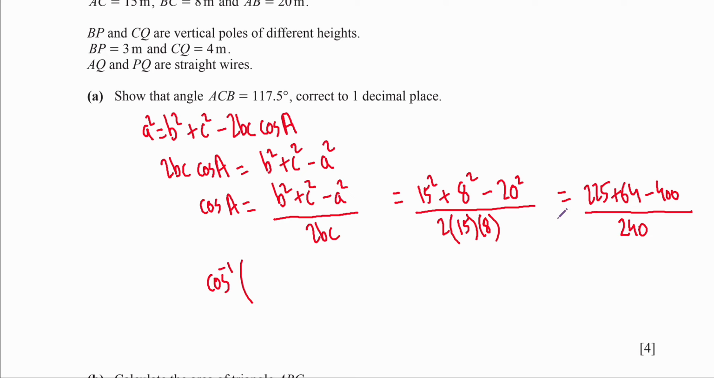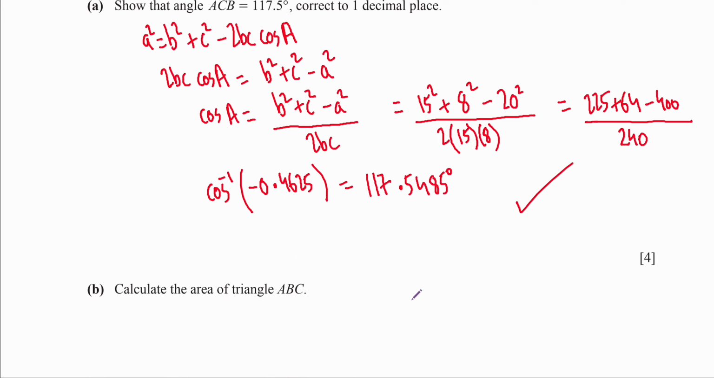So let's put that into my calculator. You have 225 plus 64 minus 400 divided by 240. So cos inverse of negative 0.4625. And then for sure that would end up being 117.548 degrees, which is 117.5 degrees correct to 1 decimal place. So we're correct. That's fine.